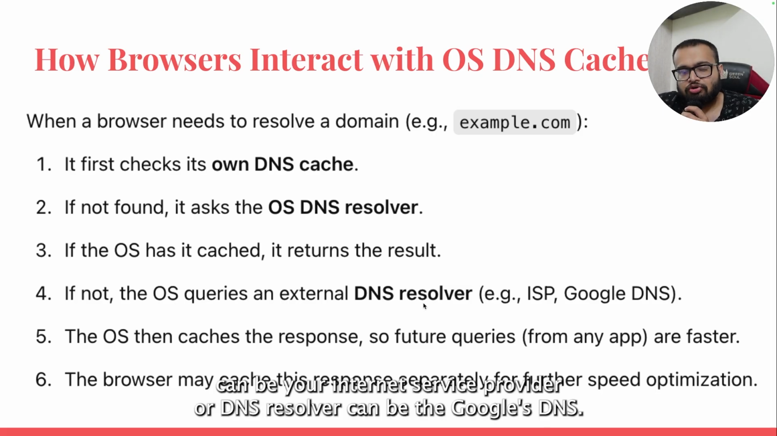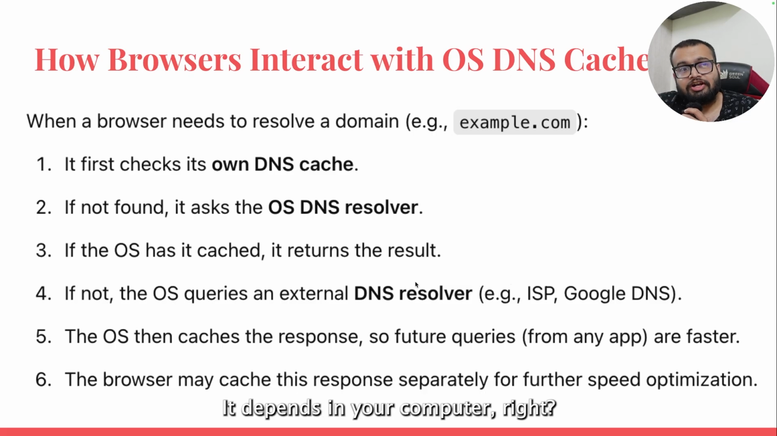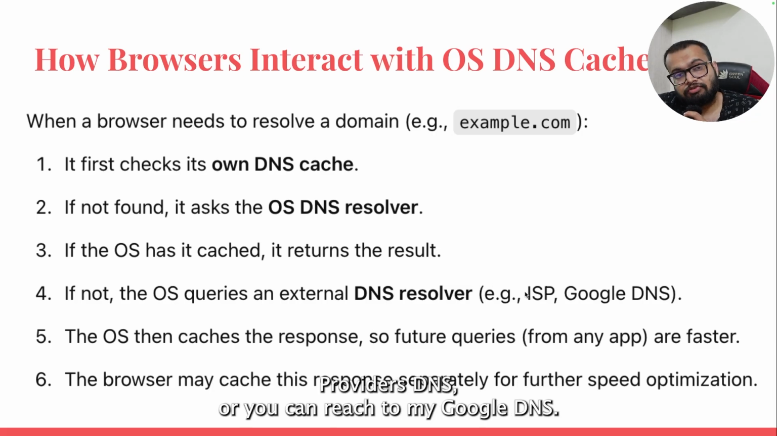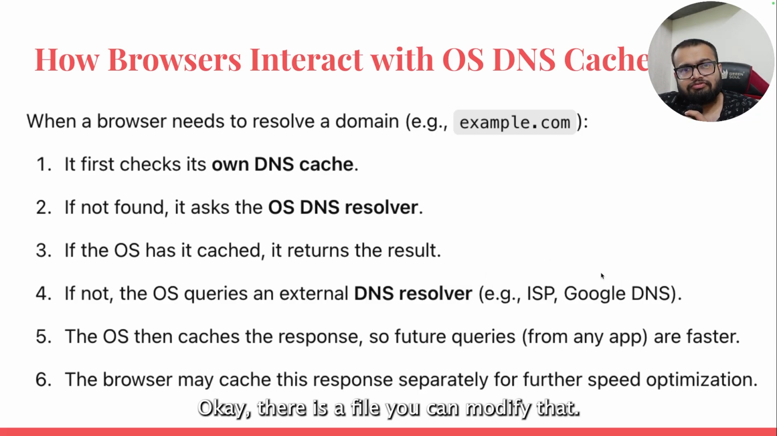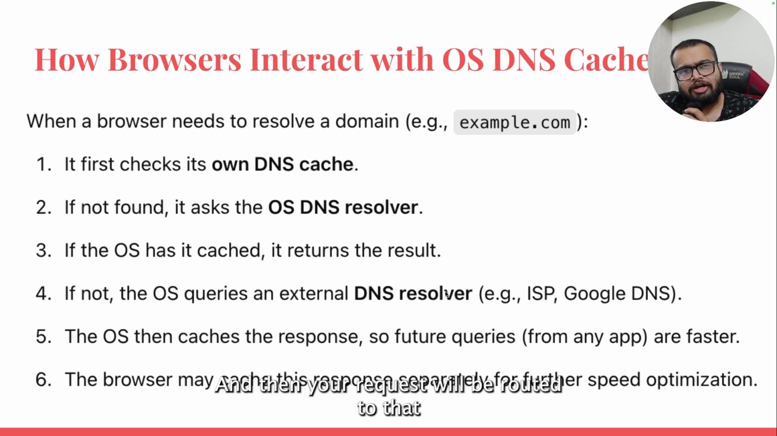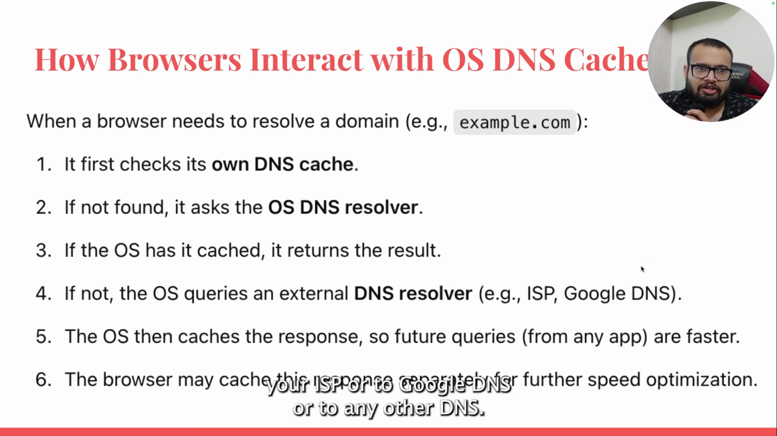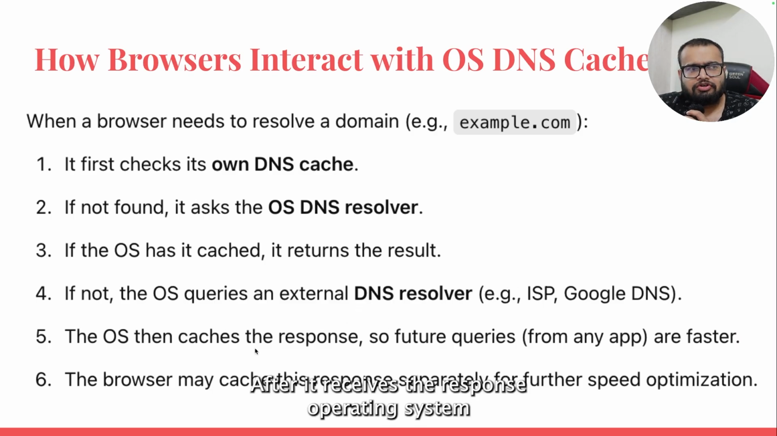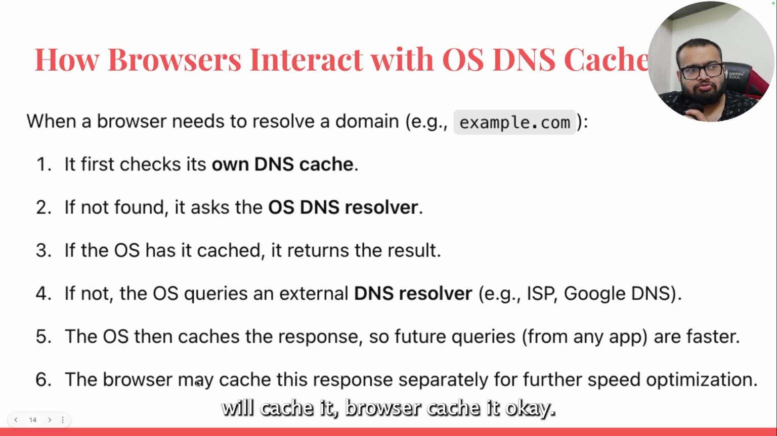The DNS resolver can be your internet service provider, or it can be Google's DNS. It depends. In your computer, you can specify that you should reach your internet service provider's DNS, or you can reach Google DNS. There is a file you can modify, and then your request will be routed to your ISP, to Google DNS, or to any other DNS. After it receives the response, the operating system will cache it, and the browser may cache it.